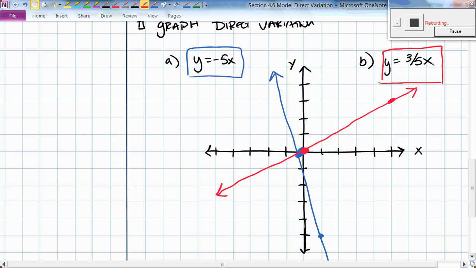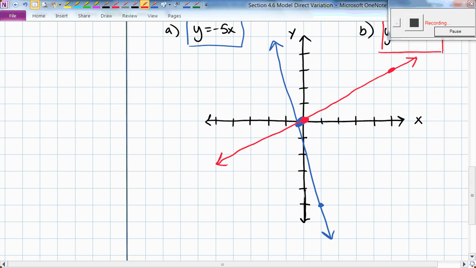How come? Because they both pass through the origin, right?